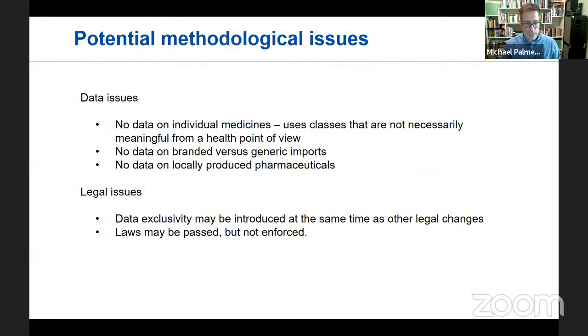So I'm getting towards the end. Now I want to comment on potential methodological issues, some due to the use of COMTRADE and some on legal issues. COMTRADE's strength is that it has lots of data from many countries, many years. However, there are issues. First is that it relies on classes of drugs, and it doesn't allow you to see the impact on any particular drug.